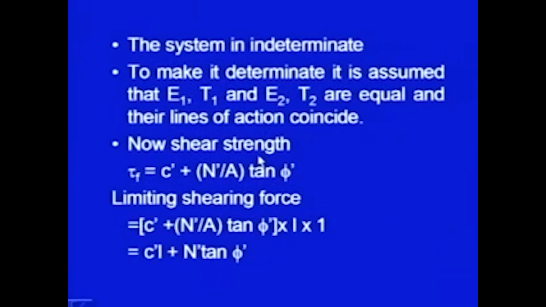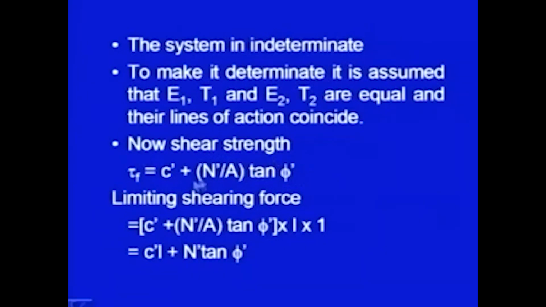Now, when we consider all these forces, the system becomes indeterminate, and to make it determinate, it is assumed that E1, T1 and E2, T2 are equal and their lines of action coincide. So, this is the assumption which has been made here to make it determinate.